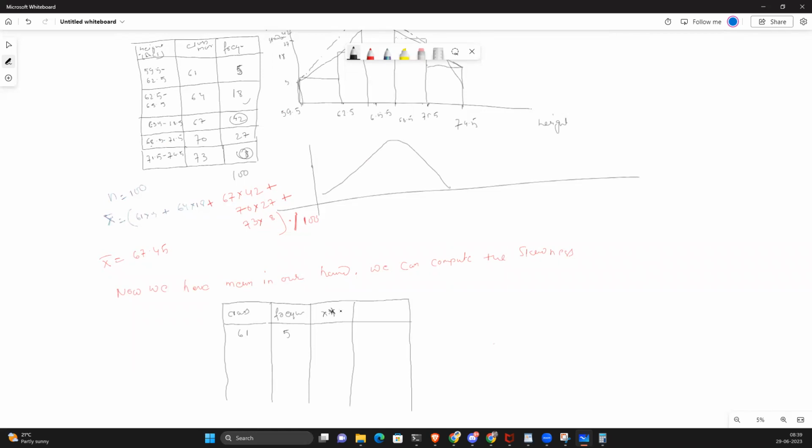x into f, how much? 305. Very good. Now similarly, another class is 64. And how many there? 18. Can anyone calculate this? 1,152. Am I correct? 1,152. Okay.